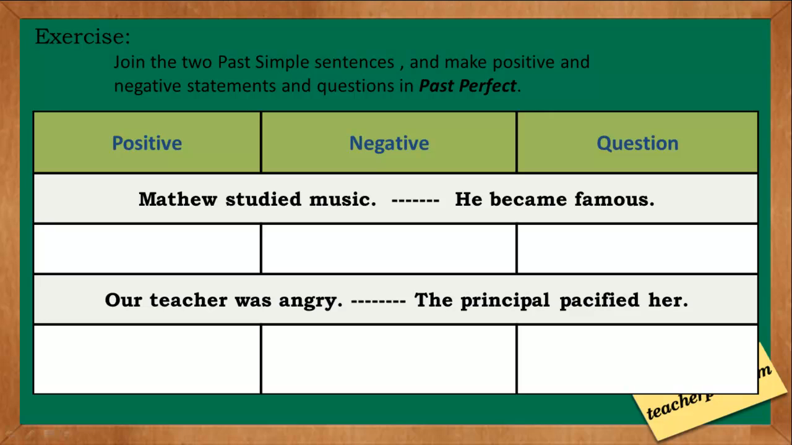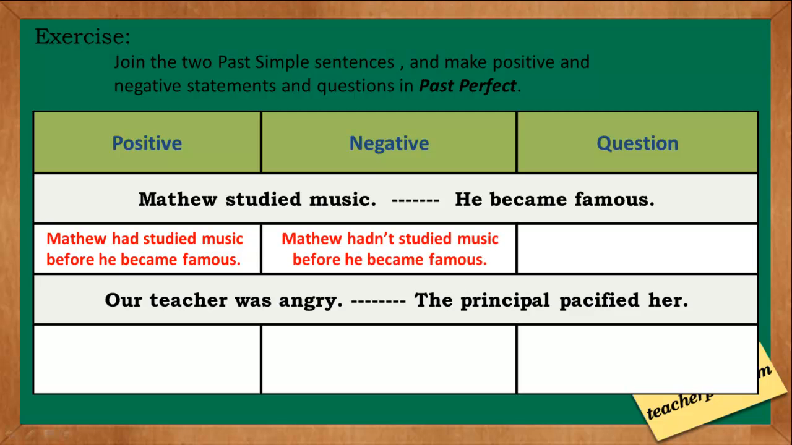Number 1. Matthew studied music and he became famous. The correct positive statement should be Matthew had studied music before he became famous. The negative sentence is Matthew hadn't studied music before he became famous. And the question is, had Matthew studied music before he became famous?